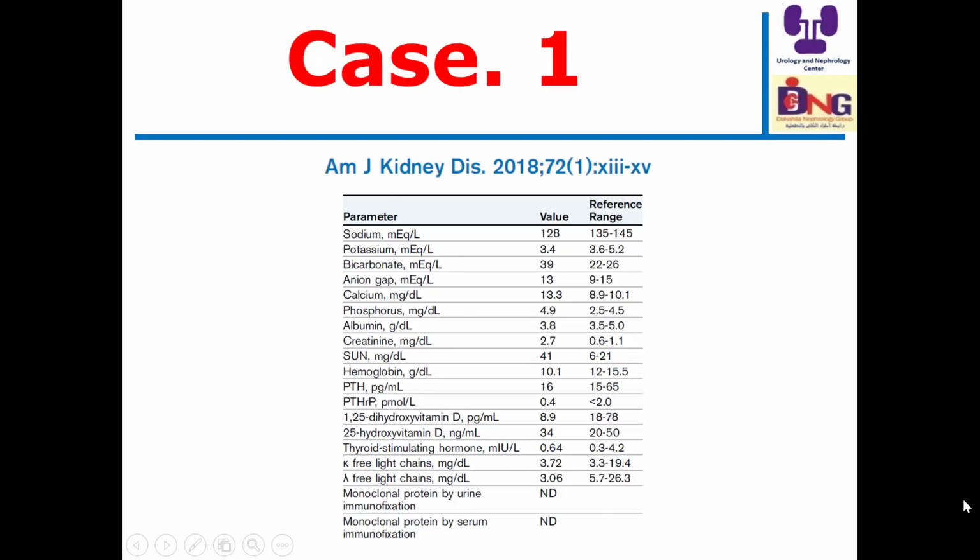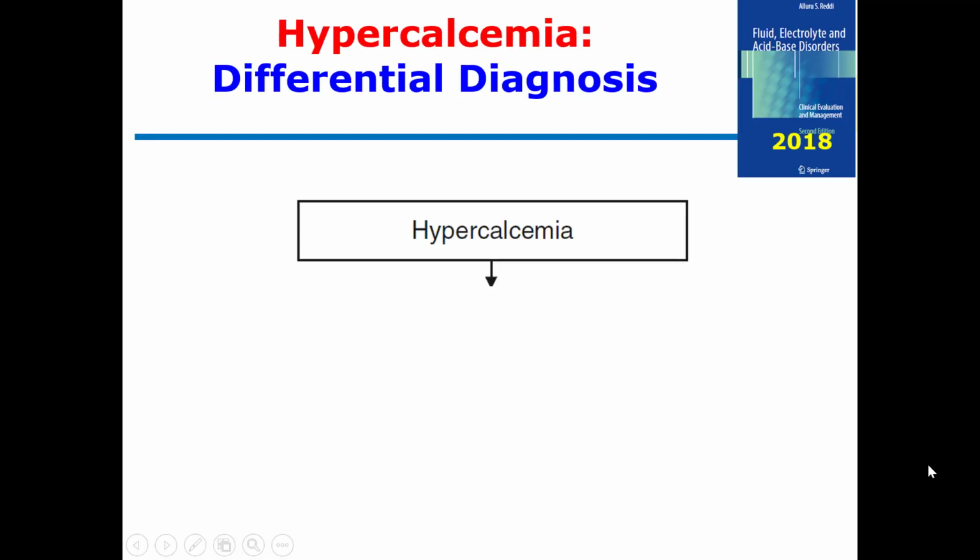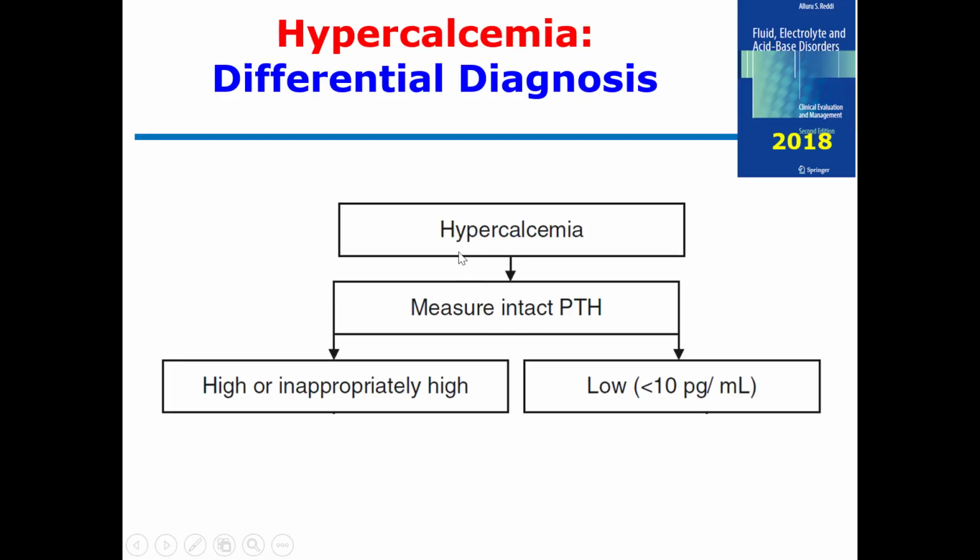If this is the full pattern of laboratory investigation of the case, what is your diagnosis? Before discussing the diagnosis of this case, let us go step by step for the differential diagnosis of hypercalcemia, how we tackle and we pick up the diagnosis. To start with, the most common causes of hypercalcemia are either malignancy or hyperparathyroidism. This is why we start with measuring intact parathormone.